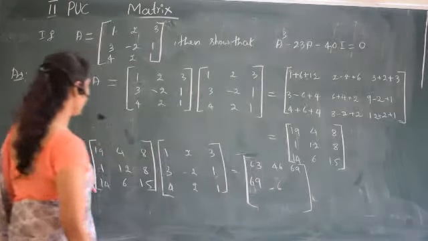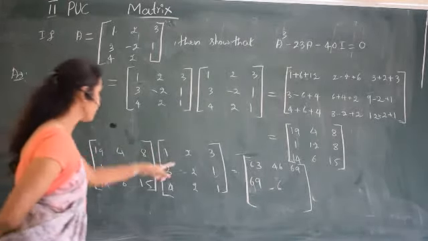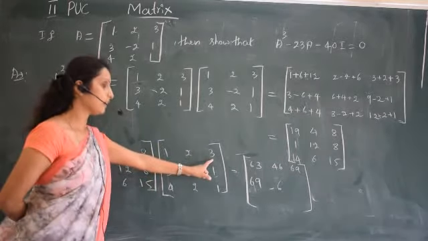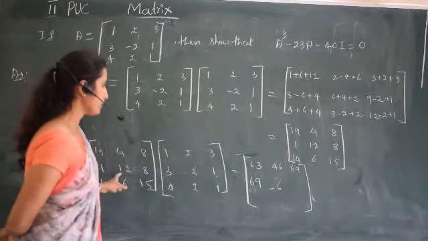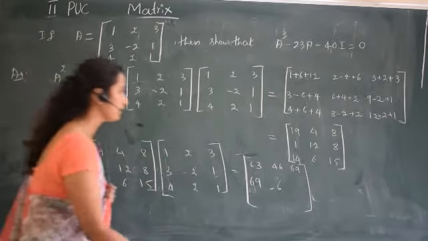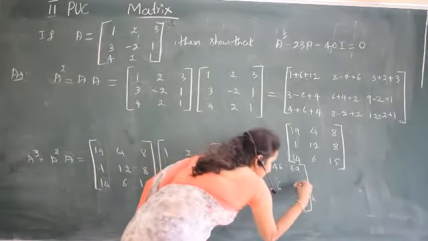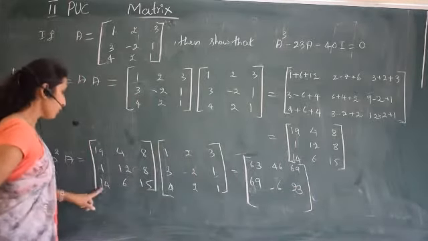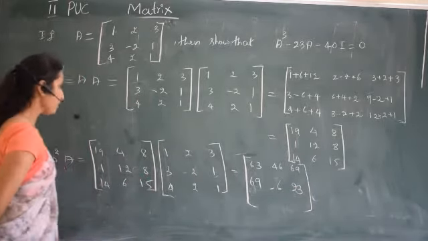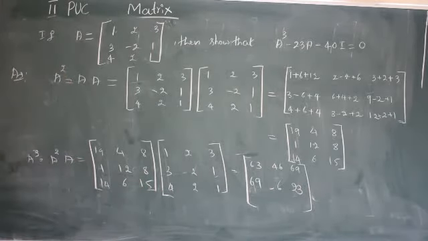Next is the second row and third column. 1 into 3 is 3. 12 into 1 is 12, plus 8. 12 plus 8 is 20. 20 plus 3 is 23. Next, for third row and first column, 14 into 1 is 14, plus 6 into 3 is 18, plus 15 into 4 is 60. So this will be 92.